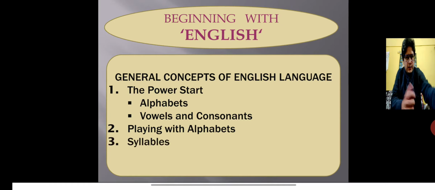Heading on to the third one, we've got syllables. Children, when you compare the indices of several layers of classifications of English grammar in the curriculums, you will never see syllables as a part of that curriculum. Now, syllables are definitely important because they are the base, the platform, for the pronunciations that we make.